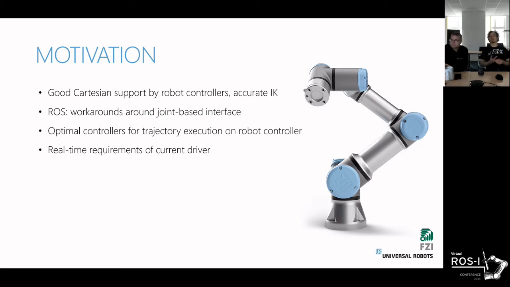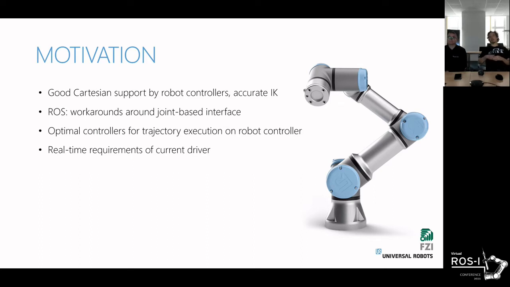And many robot controllers actually support Cartesian execution quite well. They have an accurate IK, so you don't have to solve it on ROS side and rely on an accurate URDF description of your robot, which we tackled with the URCAP driver before. So we do have an accurate URDF description if you do the calibration, but some other robots might not. And so if the industrial robot controller provides that kind of interface, why not try to use it a bit more?